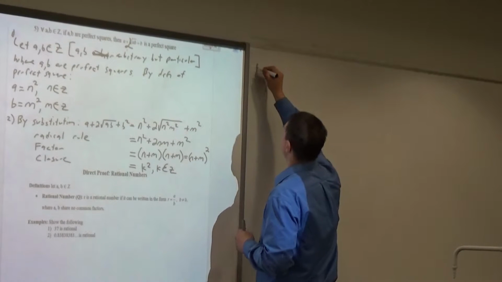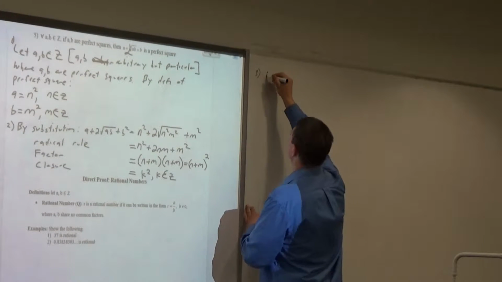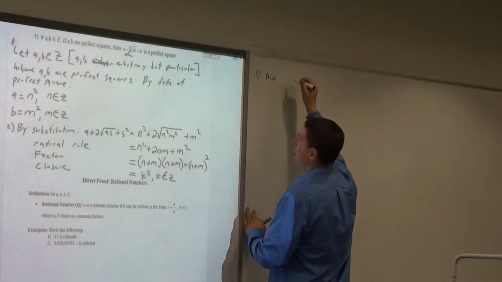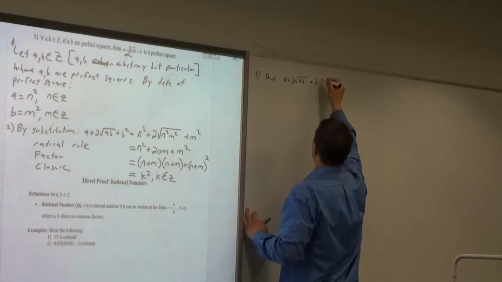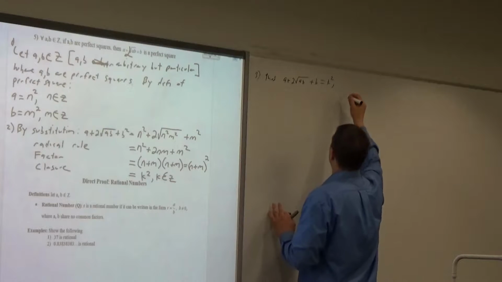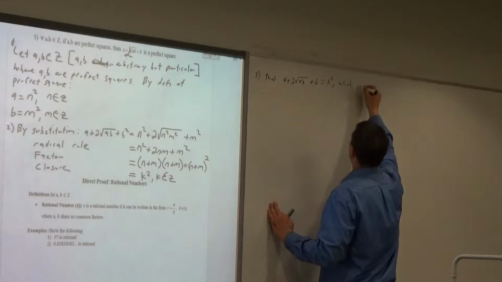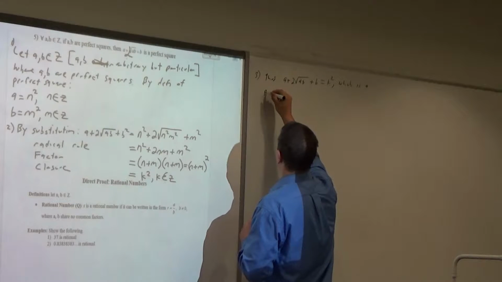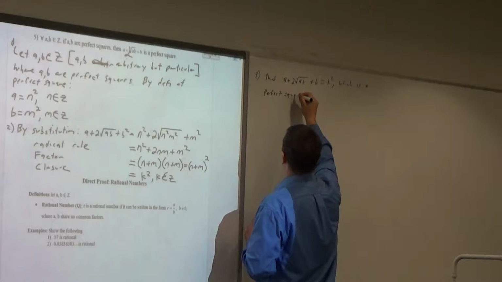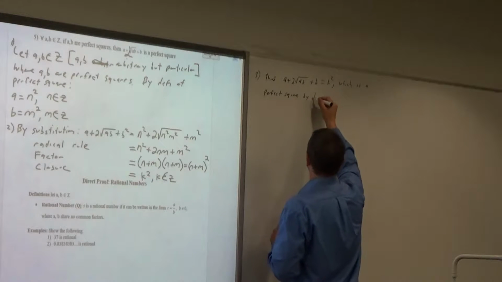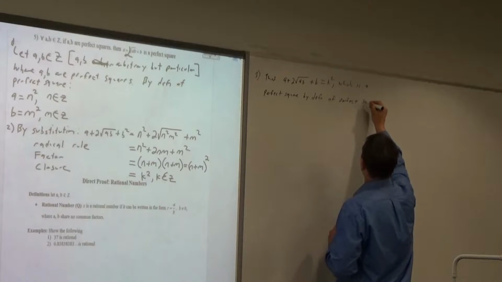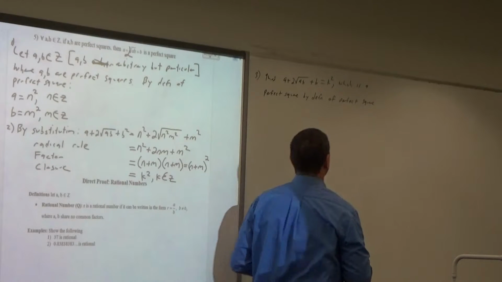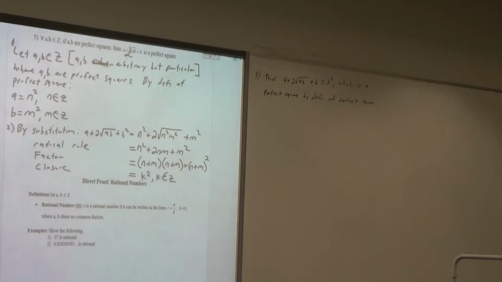So we're going to say, for step 3 if you would, thus, a plus 2 roots of ab plus b is equal to k squared, which is a perfect square by the very definition. We can just say by definition of perfect square. Alright, so let me give you guys a moment to copy that down, and then we're going to go ahead and start on rational stuff.